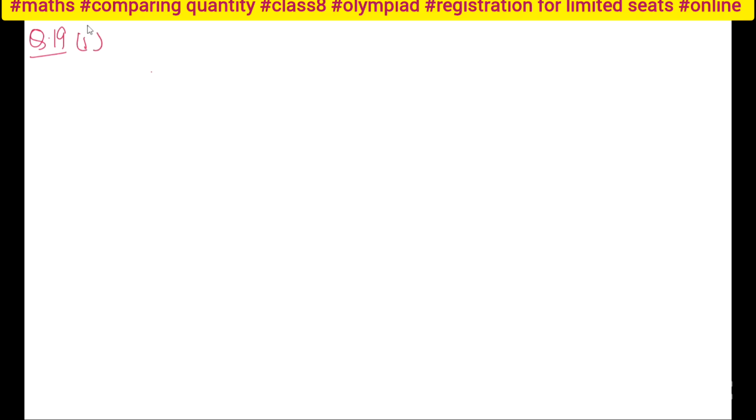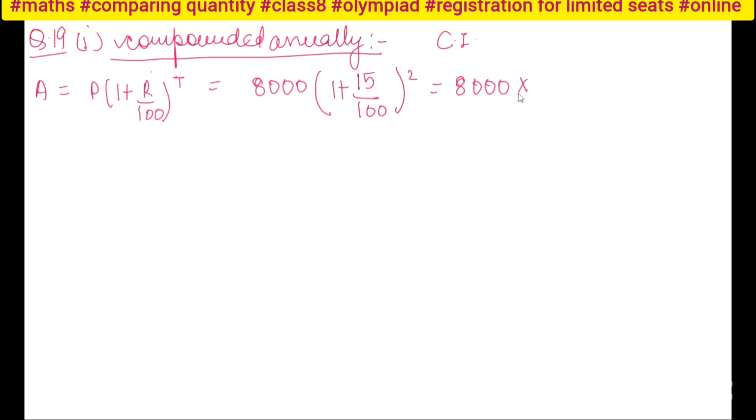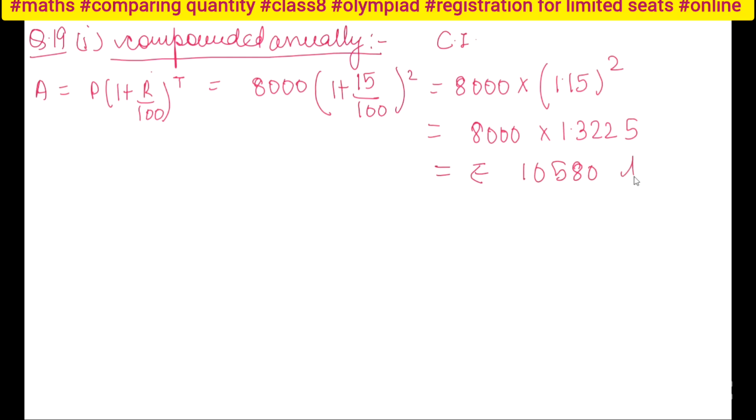So first part is what? First part, compounded annually. So when they are asking compounded annually, what I will do, I know the CI formula, right? A is equal to P into (1 plus R by 100) to the power T. So A is equal to 8000 into (1 plus 15 by 100) to the power 2, or I can say 8000 multiplied by 1.15 to the power 2, or I can say 8000 into 1.3225, or I can say rupees 10580. Okay, this is my one answer.